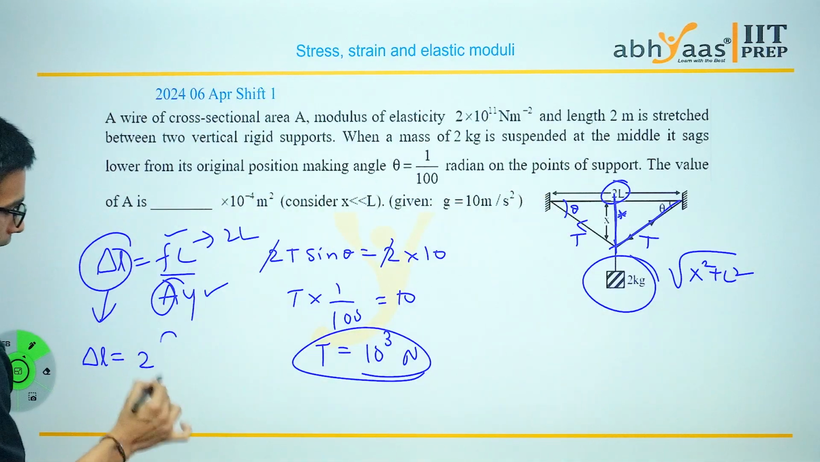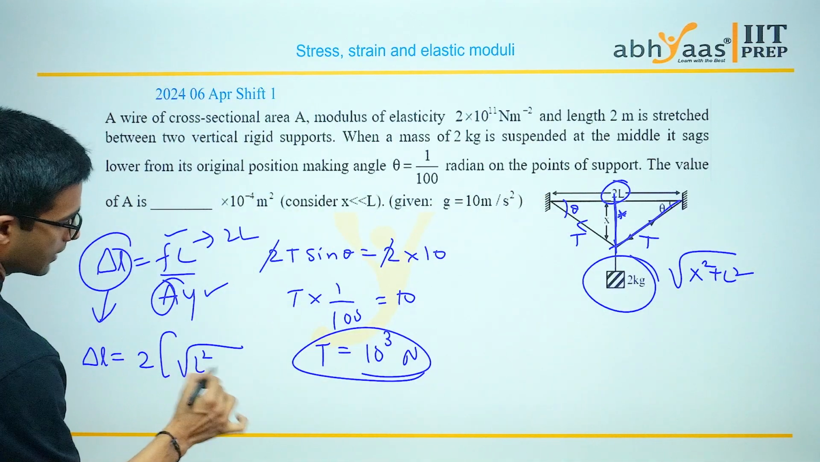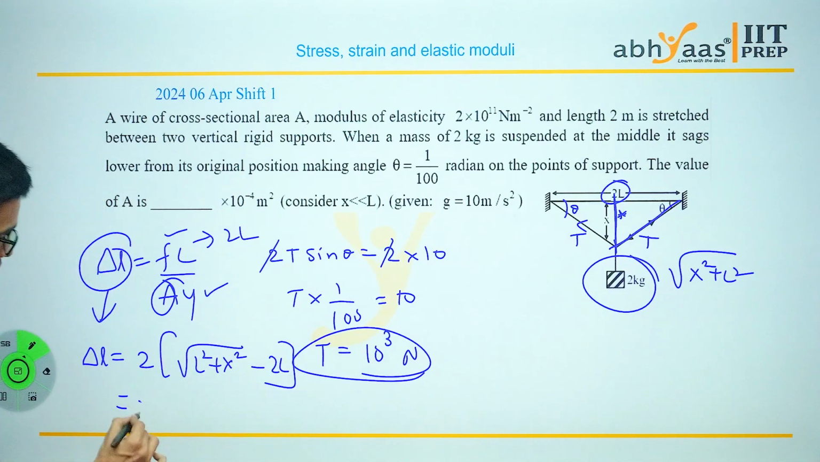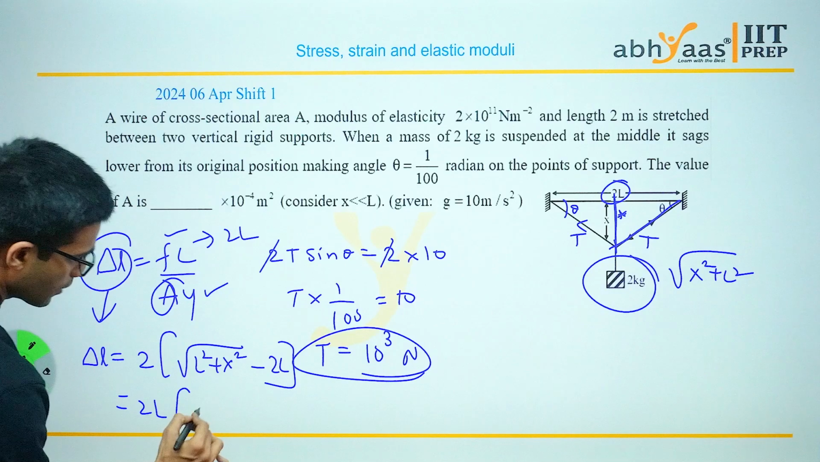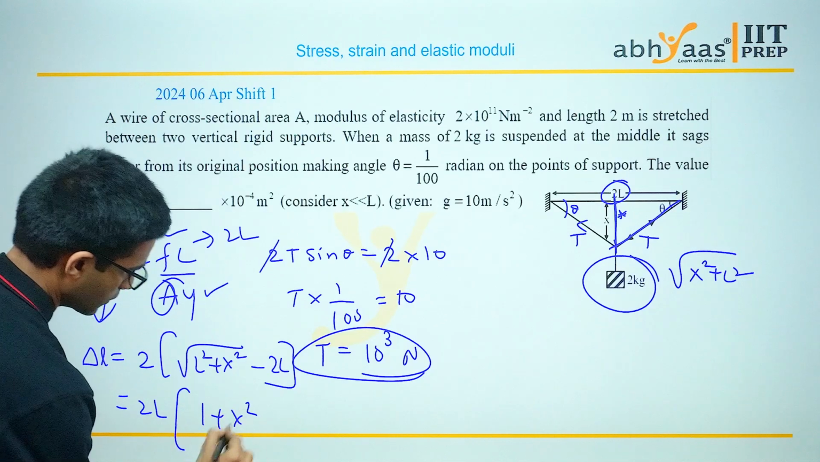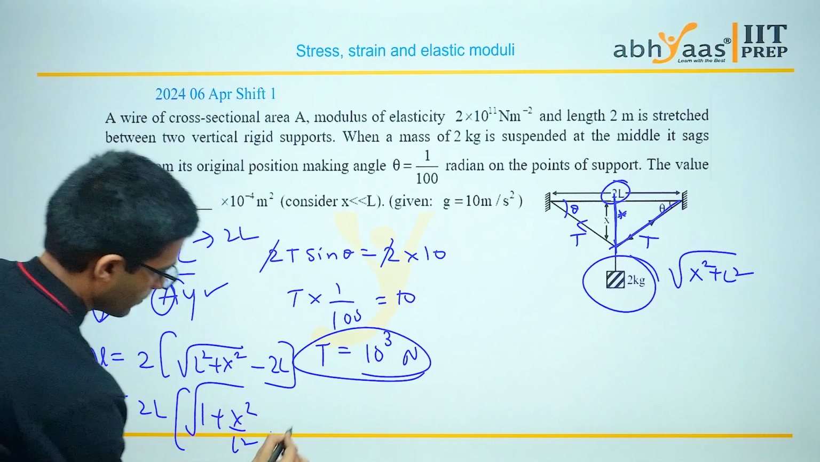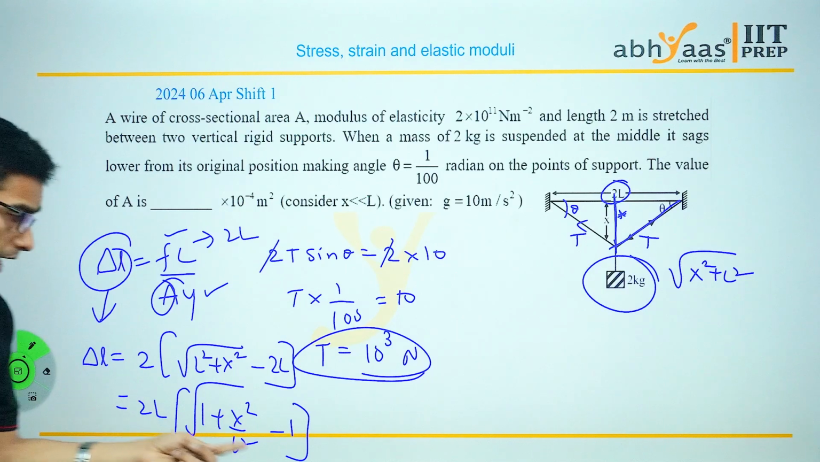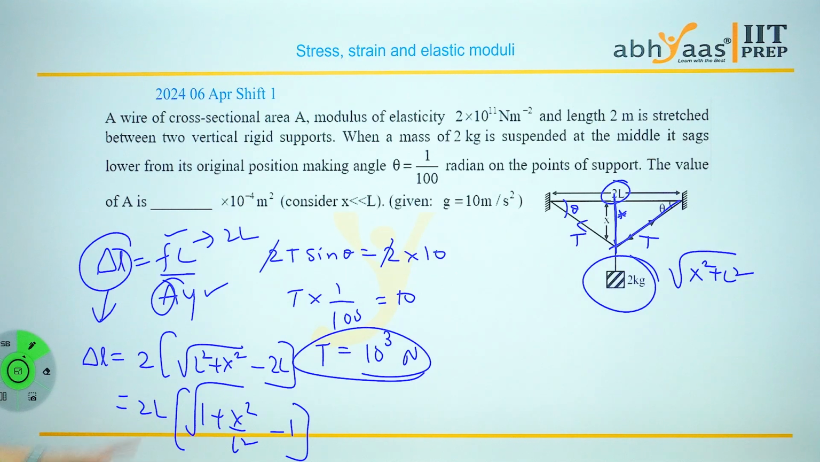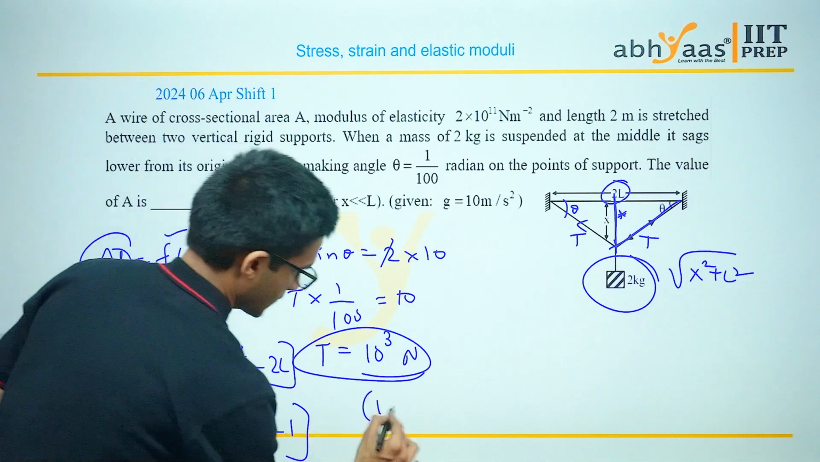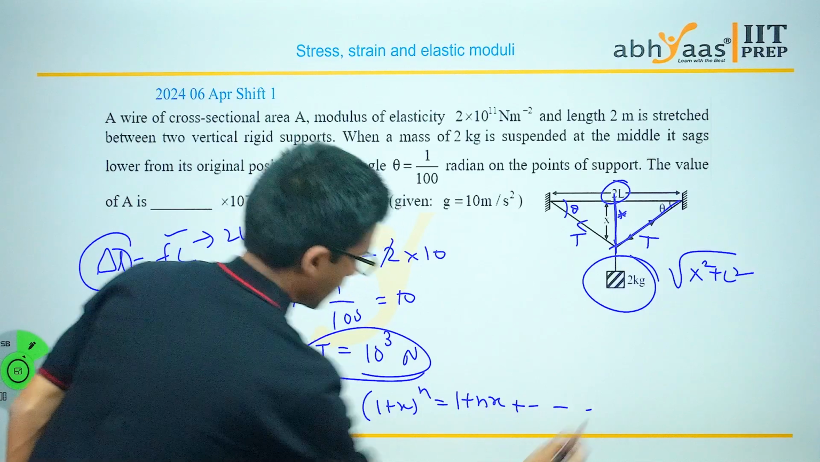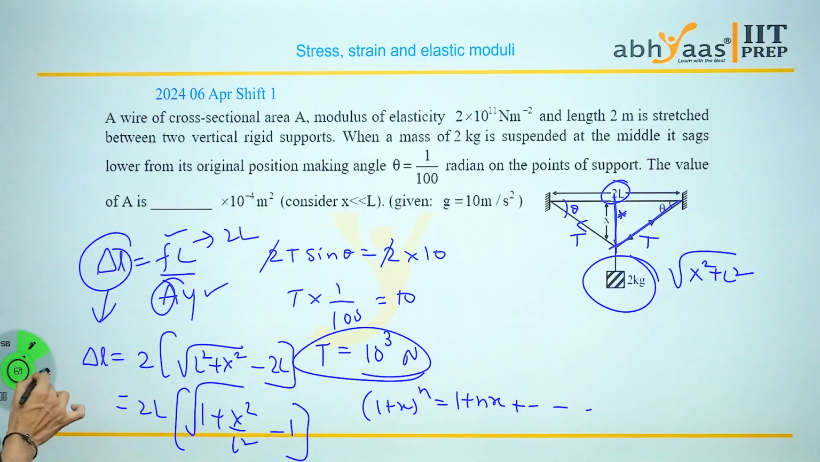Delta L means final length minus initial length: 2 root of L square plus X square, minus initial length 2L. If you take 2L common, you will get root of 1 plus X square by L square, minus 1. Okay, you can understand. So here what is there? If you take the binomial expansion, 1 plus X whole power N is equal to 1 plus NX, and so on. Okay, now what will you get?